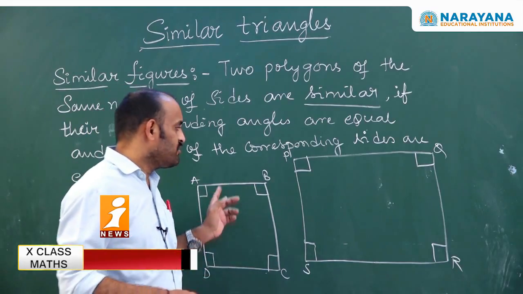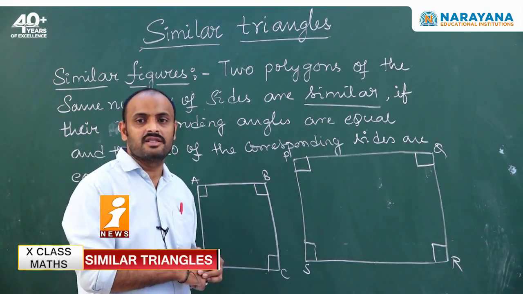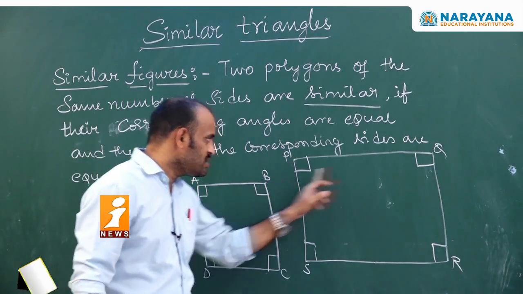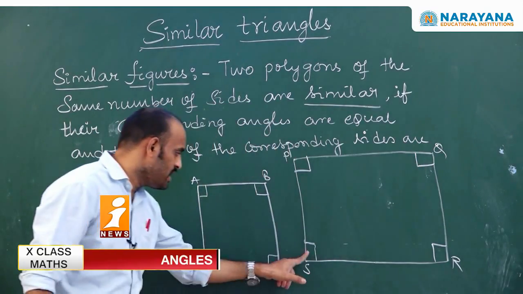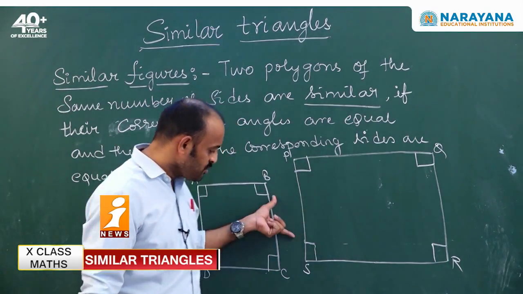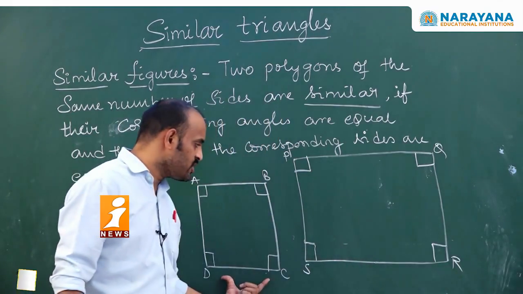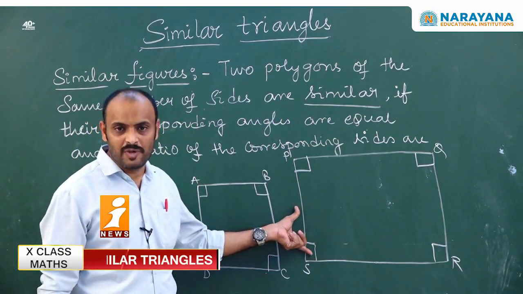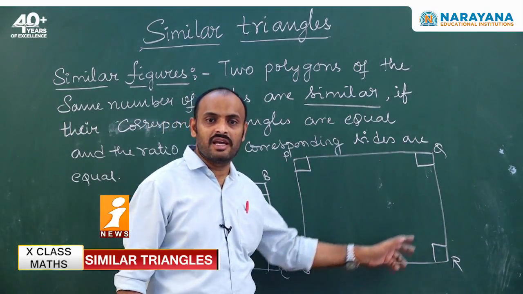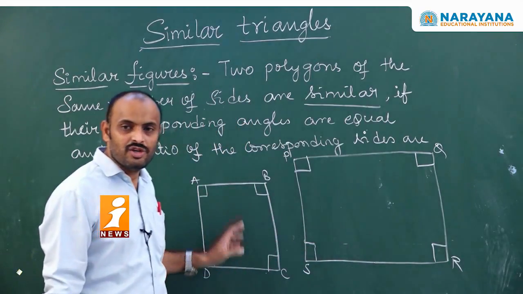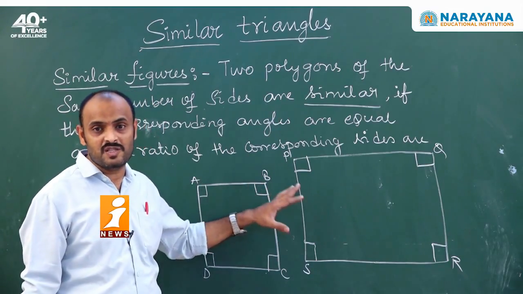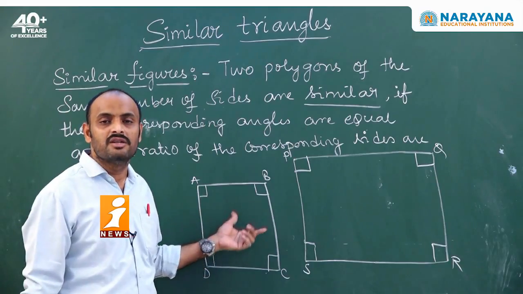One more time, if two polygons of same number of sides have corresponding angles equal, and the corresponding sides, AB corresponds to PQ, BC corresponds to QR, CD corresponds to RS, DA corresponds to SP. The corresponding angles of the first figure are equal to the corresponding angles of the second figure, and the ratio of the corresponding sides are equal, not the side lengths are equal, the ratio of the corresponding sides are equal, then the figures are said to be similar.